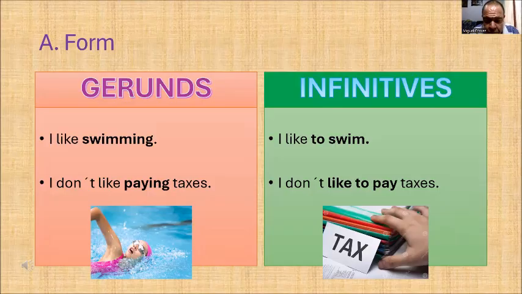A gerund is formed by adding -ing to the verb, but they are not the -ing verb forms used in the present or past continuous tenses. They look the same, but gerunds are actually verb forms. For example, I like swimming. I don't like paying taxes.